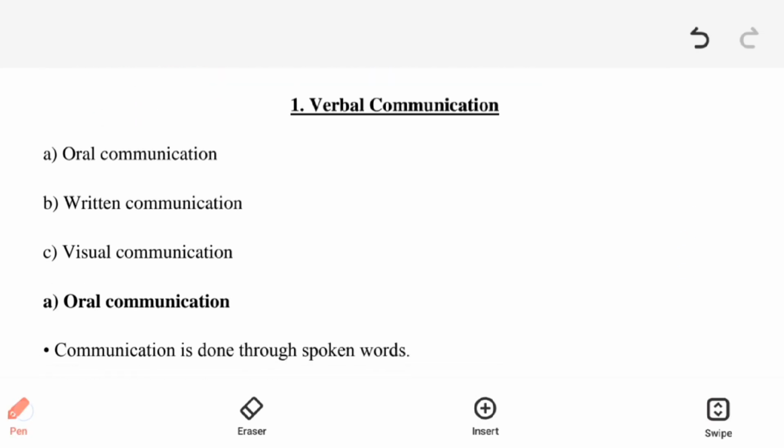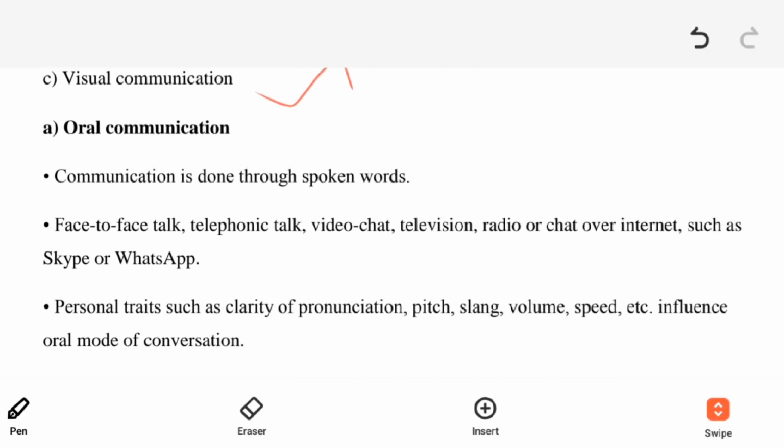In modes of communication, which are divided into verbal communication and non-verbal communication. If you are taking verbal communication, it is divided into oral communication, written communication, and visual communication. In oral communication, the communication is done through spoken words. In this particular oral communication, people use spoken words, especially face-to-face talk, telephonic talk, video chat, television, radio, or chat over the internet such as Skype and WhatsApp. In oral communication, the pronunciation, pitch, slang, volume, and speed may vary from person to person.